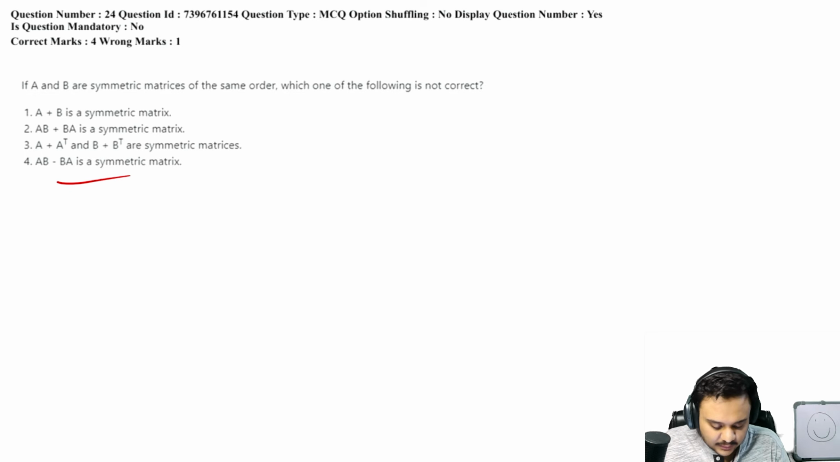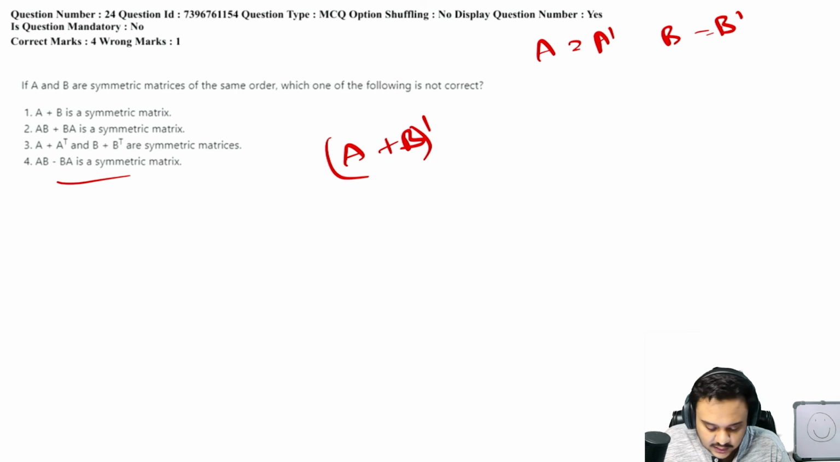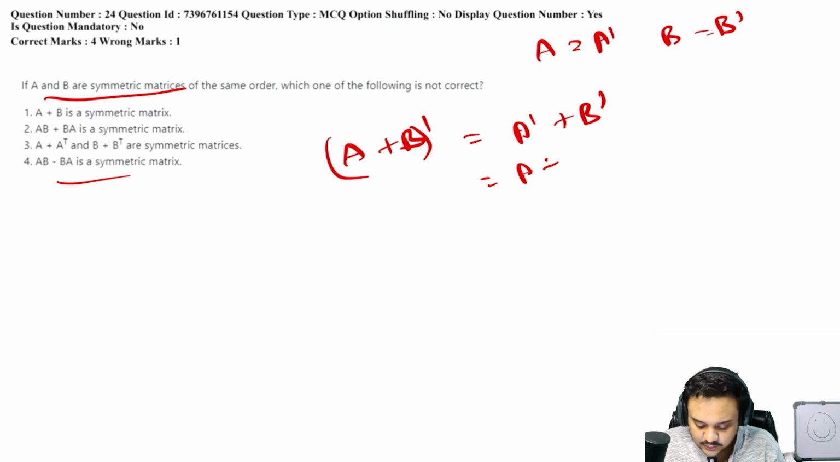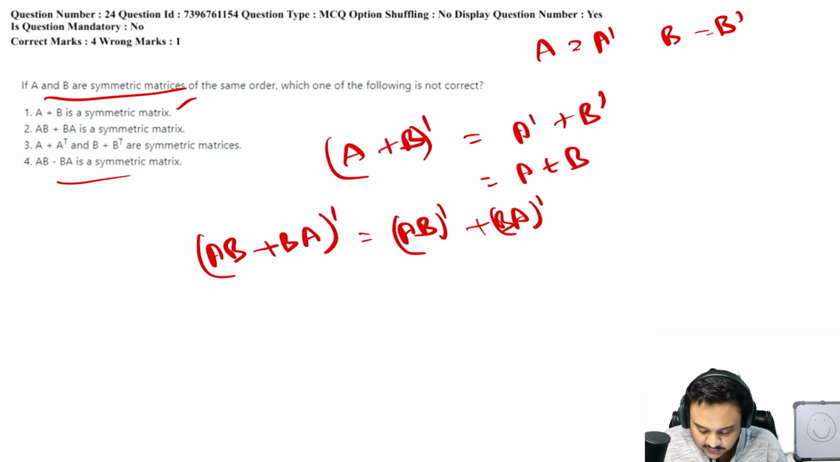I'll just start from the top, whatever. A plus B is a symmetric matrix, so A plus B whole transpose should give you A plus B, right? And you already know A is equal to A transpose and B is equal to B transpose, because they are both symmetric matrices. So this is nothing but A transpose plus B transpose is equal to A plus B. So this is right. Then you have AB plus BA whole transpose. AB whole transpose plus BA whole transpose.